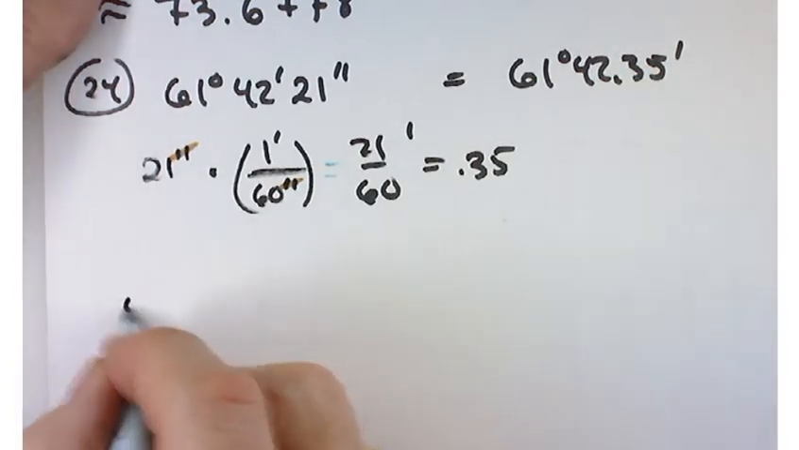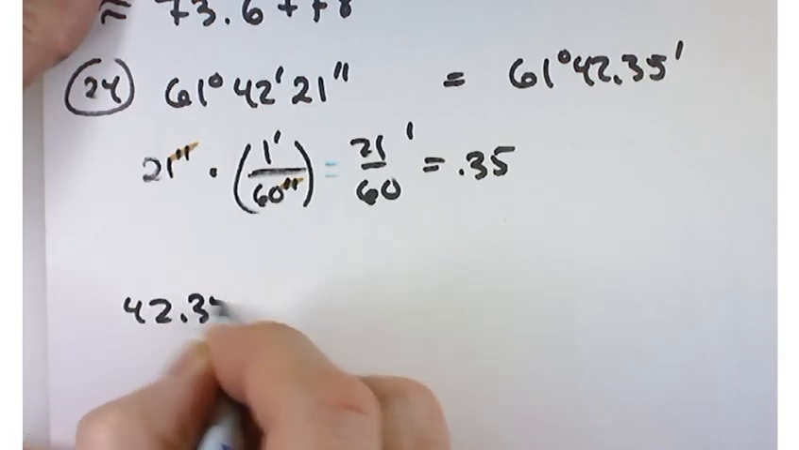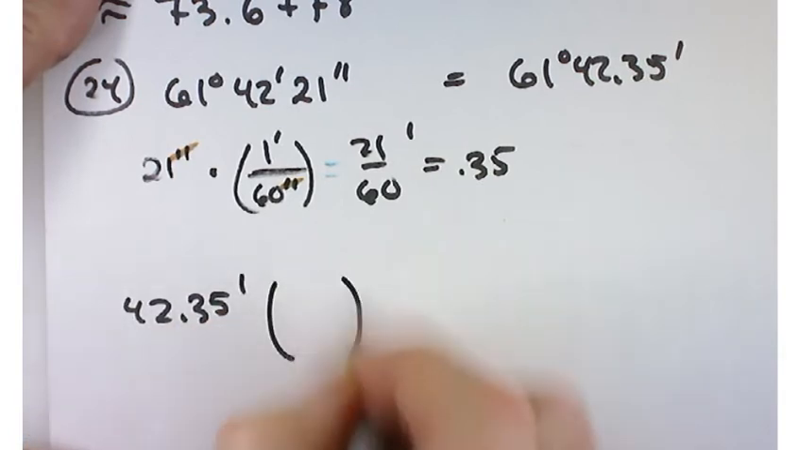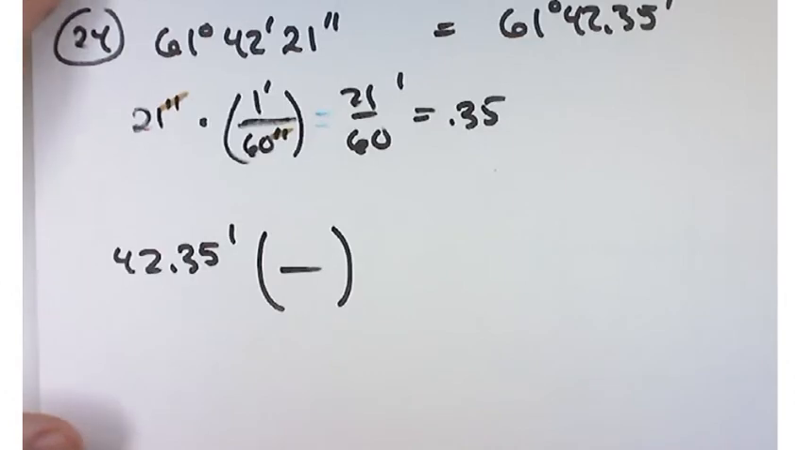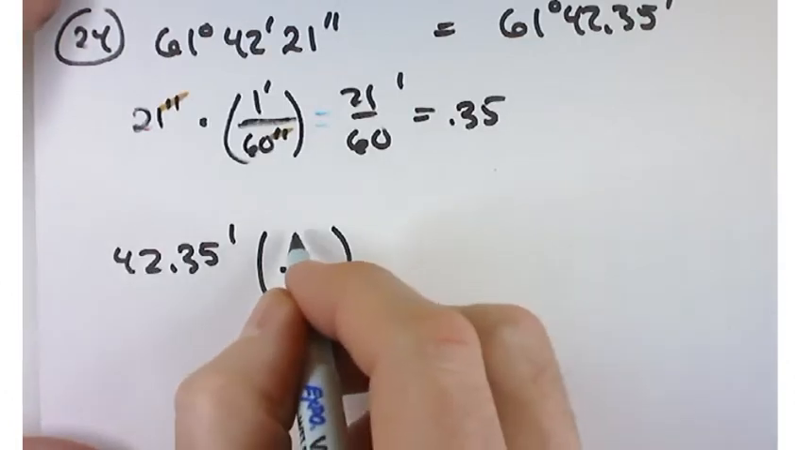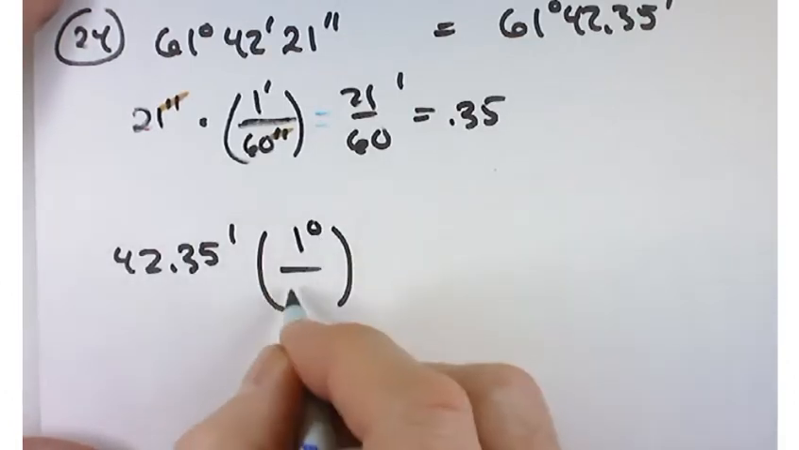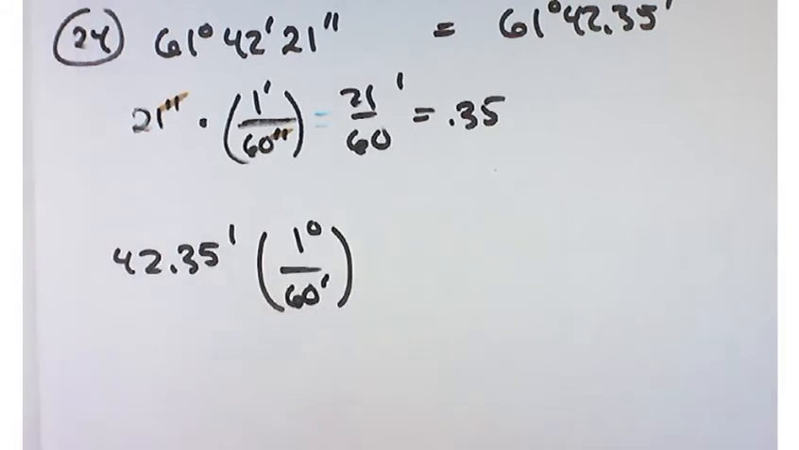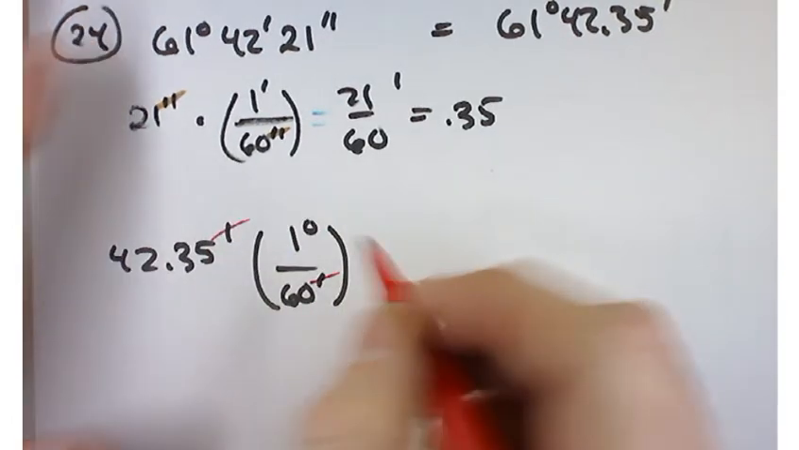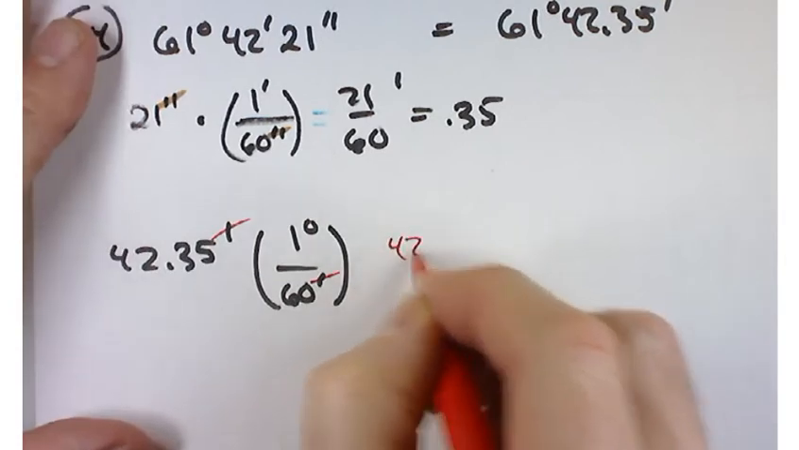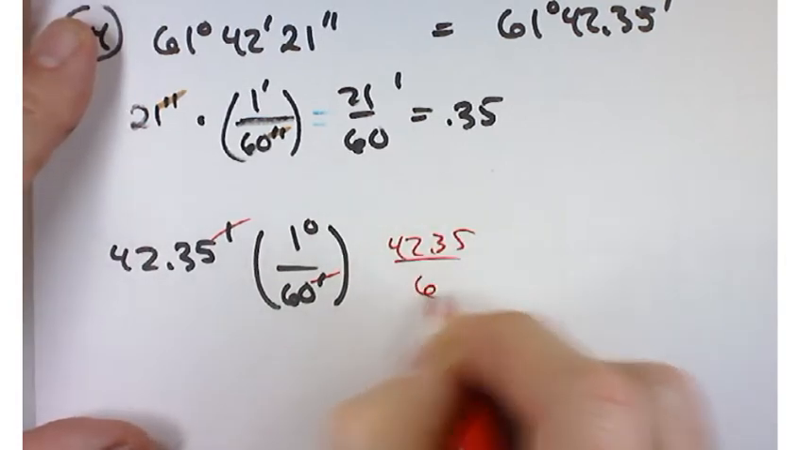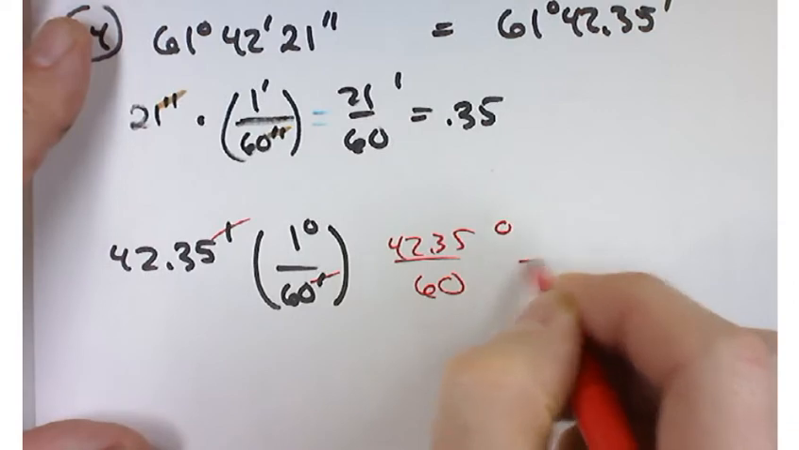To finish this up, you want to convert minutes to degrees. So we'll play the same game again. 42.35 minutes times what? What over what? Good. 1 degree, 60 minutes. And again, you're going to get some nice cancellation. Units of minutes cancels out, and you're left with 42.35 over 60, and that's going to be in degrees.